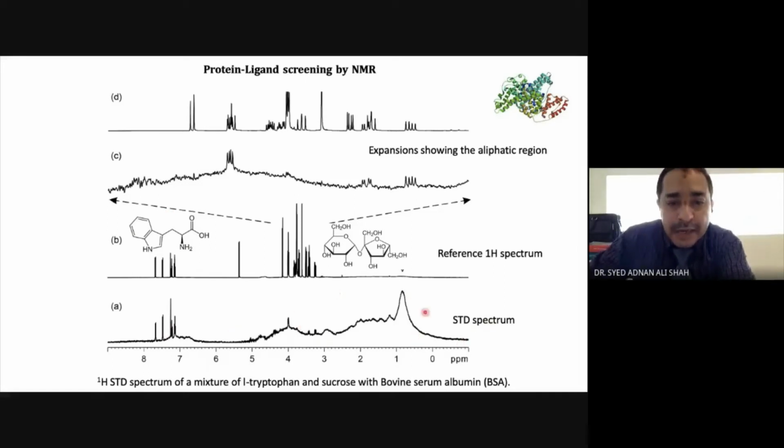If we compare, you can see there is no signal in the case of glucose, meaning no saturation transfer, meaning that sucrose does not bind with BSA, while the tryptophan binds with the BSA. So BSA transfers resonance to the tryptophan, and it identified that this tryptophan has the ability to bind with the BSA as compared to the sucrose.